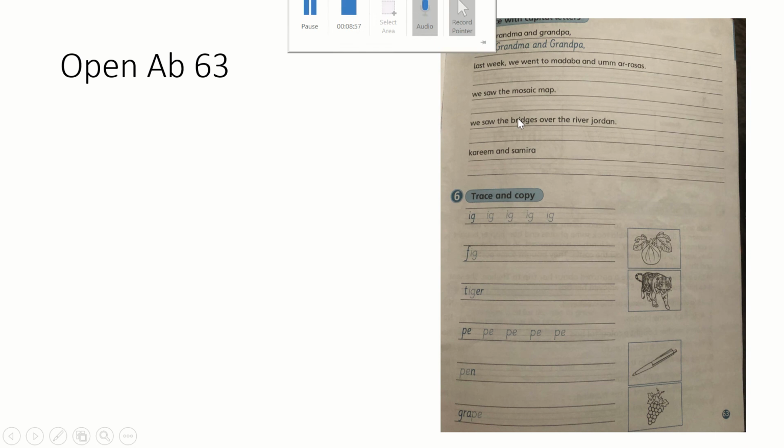Now, we will go to page 63. I want you to look at the sentences here. These sentences are not correct. As you can see, you have to pay attention to the capital letter. Do you remember when we put a capital letter? We add a capital letter for the word when we start a word at the beginning of the sentence.